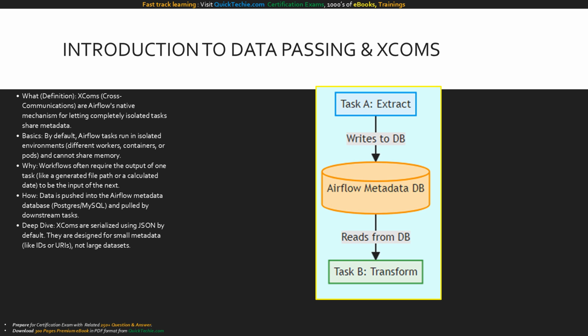Why do we need this? Because modern ETL requires dynamic workflows. If Task A downloads a file and generates a unique dynamic file path, Task B needs to know that exact path to process it. We achieve this by pushing the path into Airflow's metadata database.